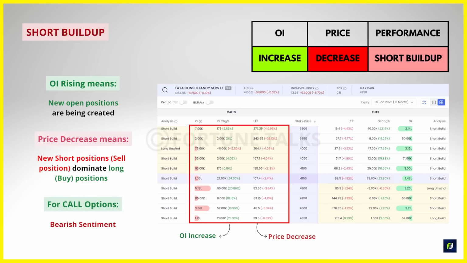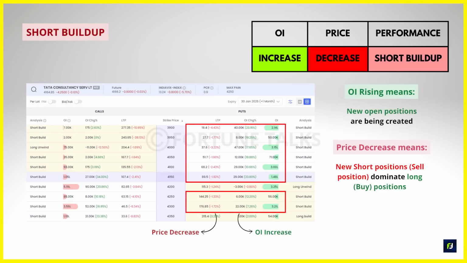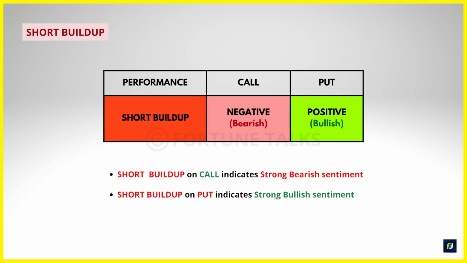So, a short build-up on the call side depicts that market participants are writing fresh calls on a particular strike price, and that would act as an immediate resistance for the current price move. On the other hand, a short build-up on the put side depicts that the market participants are writing puts on a particular strike price, and it would act as an immediate support for the current scenario. So for the call side, short build-up is viewed as a negative event, while for the put side, it is viewed as a positive event.